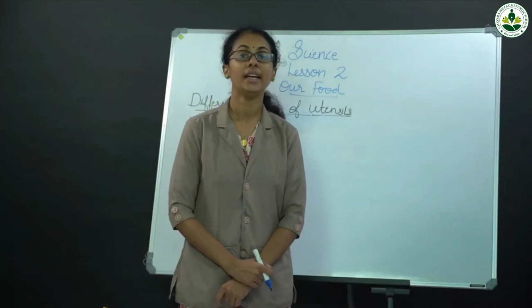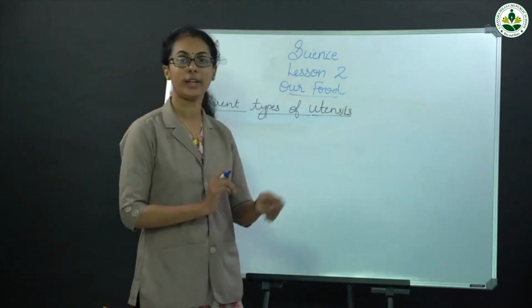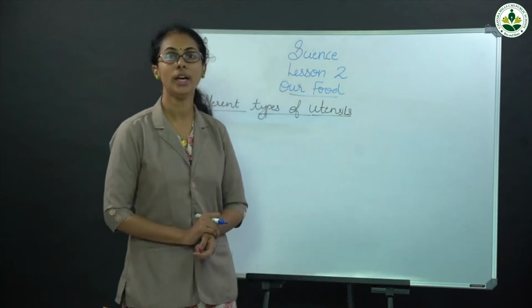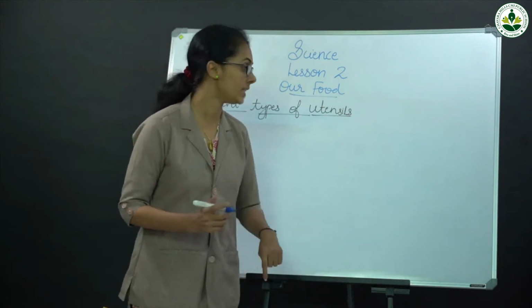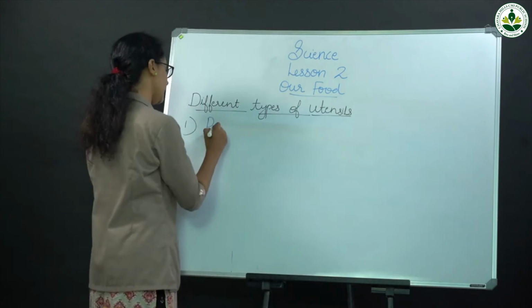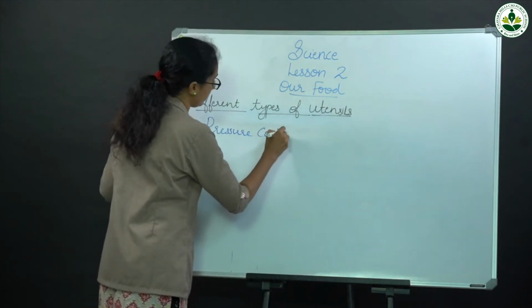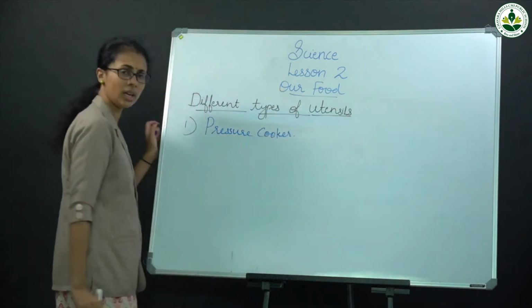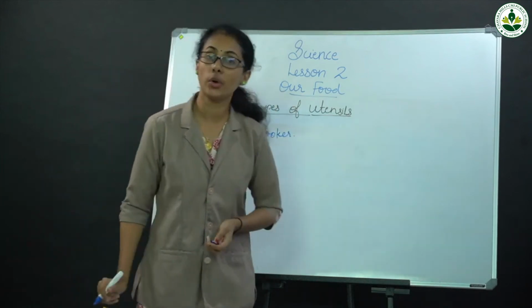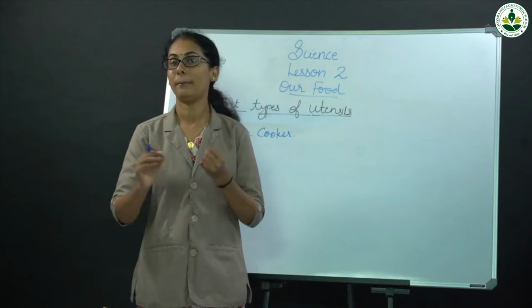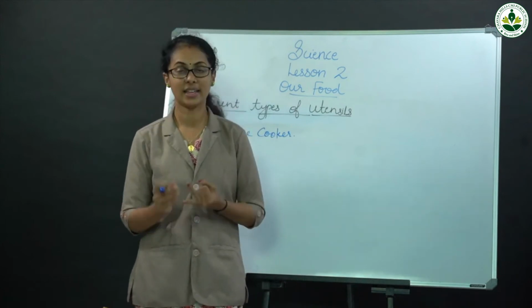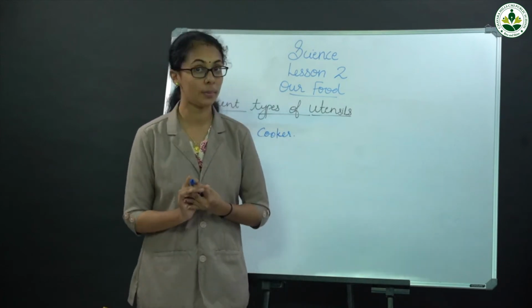Today's topic is different types of utensils. The first one is the pressure cooker. What are the things we cook in a pressure cooker? Meat, rice, vegetables, that type of thing.